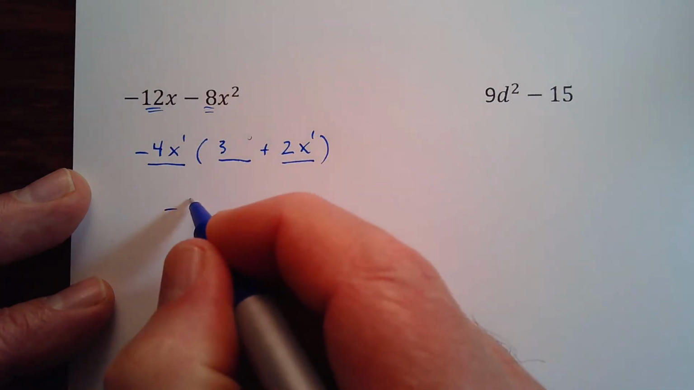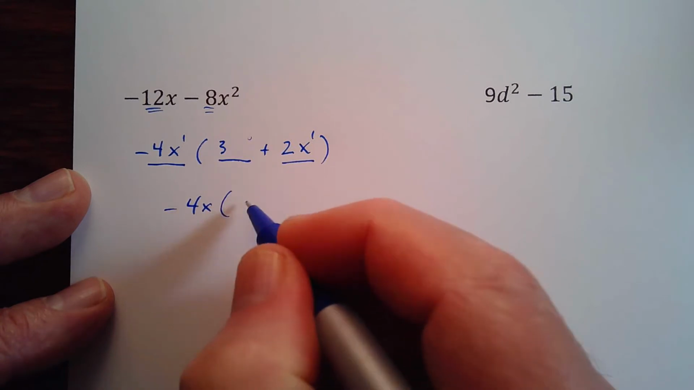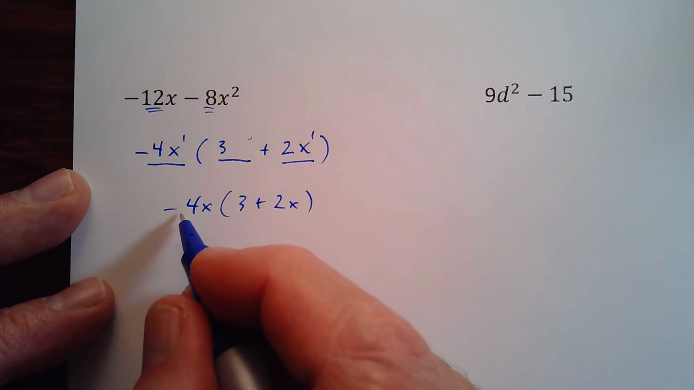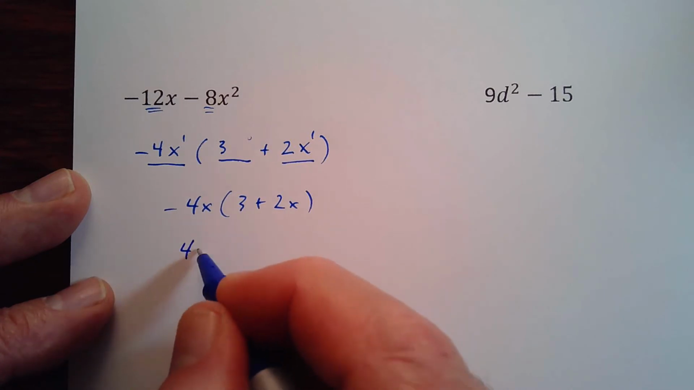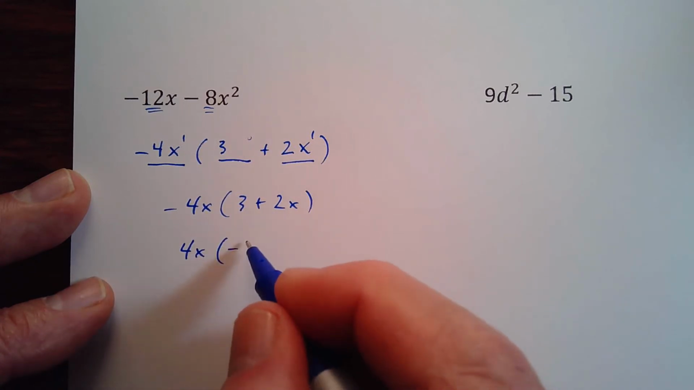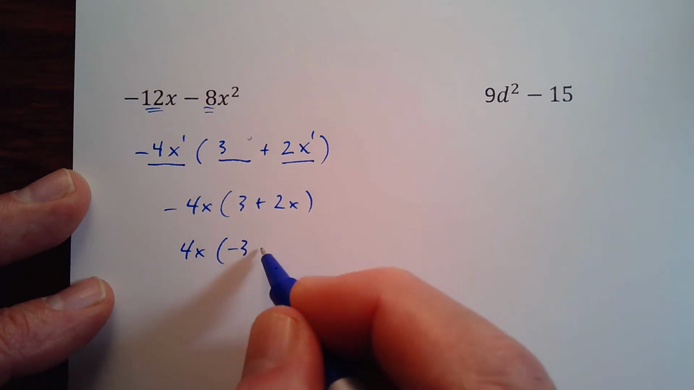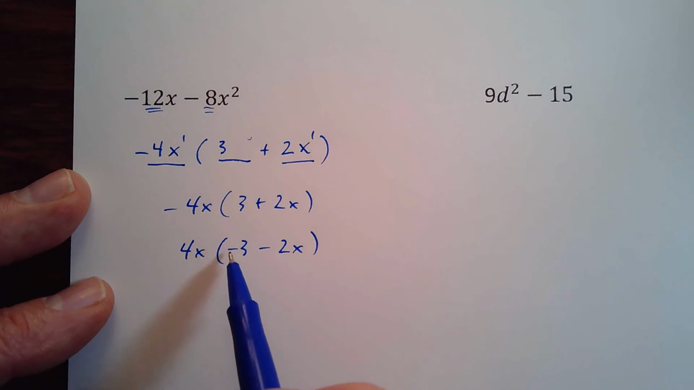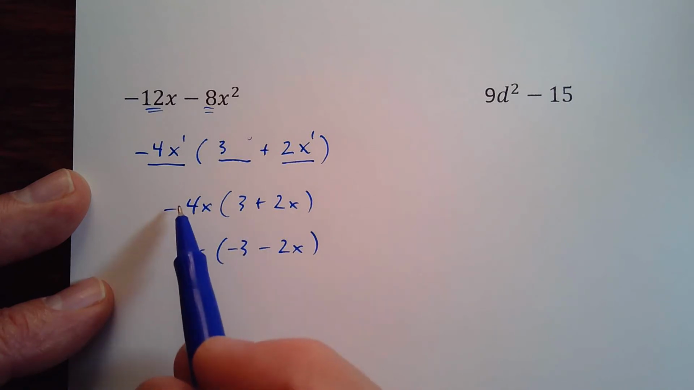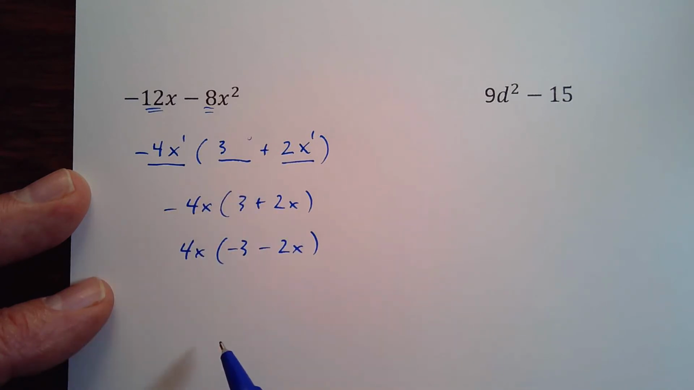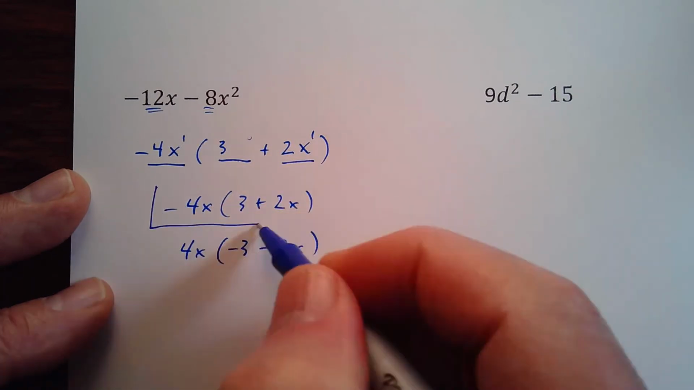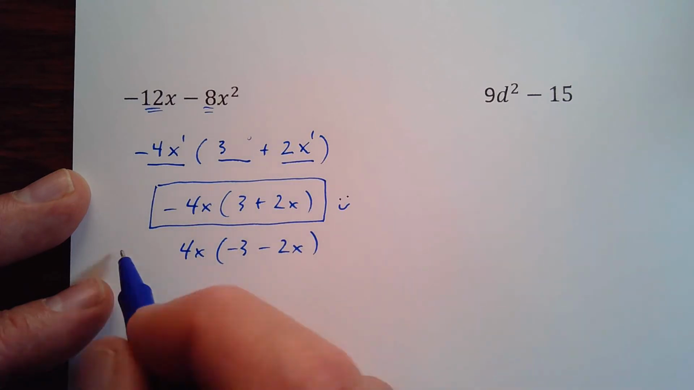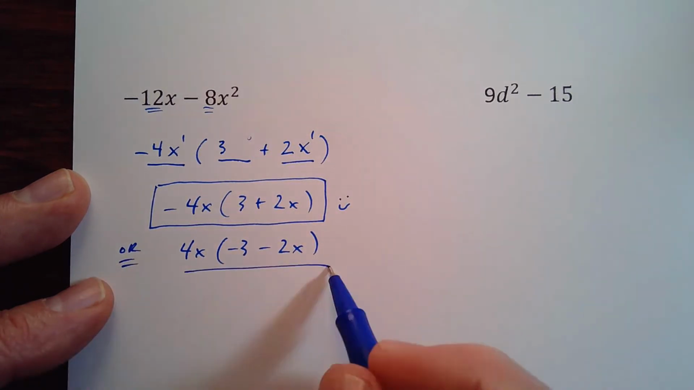So there's your final answer, negative 4x, and then a 3 plus 2x. Now if you didn't factor out that minus sign and had 4x, an alternate answer could be negative 3 minus 2x inside the parentheses. Notice that the two minus signs are inside versus just one being distributed to both of those. So this first one, taking out the minus sign, a little bit better. But this other one, A-okay. So both are correct.